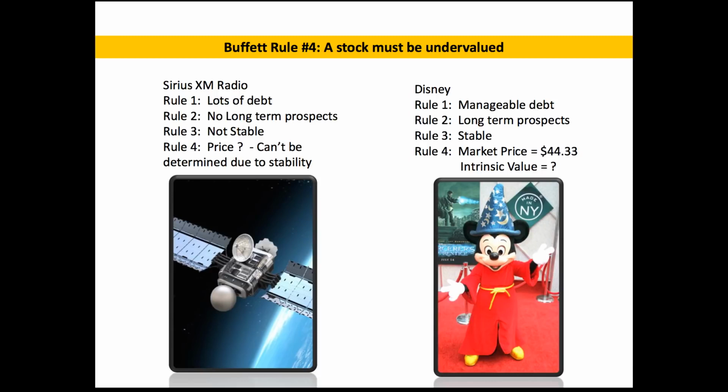Now, with respect to Disney on the first rule, we looked at their debt, and it was manageable through all the last 10 years, and the forecast looked like it was going to be more of the same. With respect to the second rule for XM Radio, we briefly talked about how we don't anticipate it having long-term prospects in 20 or 30 years from now, whereas for Disney, we do see long-term prospects. Then the third rule for XM Radio, the numbers were not stable. The book value was all over the place. The debt to equity was all over the place. And with Disney, we saw a very stable company and something that was very predictable.